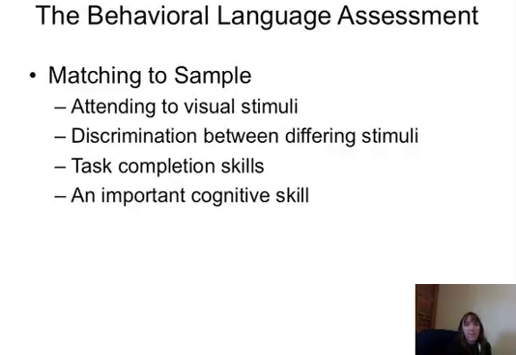Matching to sample. Here they talk about how matching to sample is important because it's so functional for so many other more important cognitive skills. It includes attending to visual stimuli, discrimination training between stimuli, task completion skills, and it's the building block for so many other things like sorting and classification kinds of tasks.